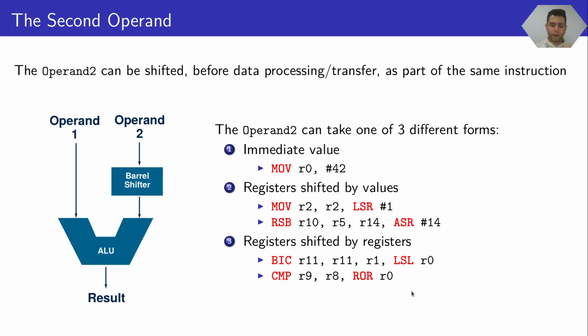We can also combine it with the compare instruction. So for example, we are rotating the value in R8 by the number of bits contained in R0, and then we are comparing this number with the number in R9. In this case the compare instruction is not moving data somewhere, it is just used to set the CPSR flags.